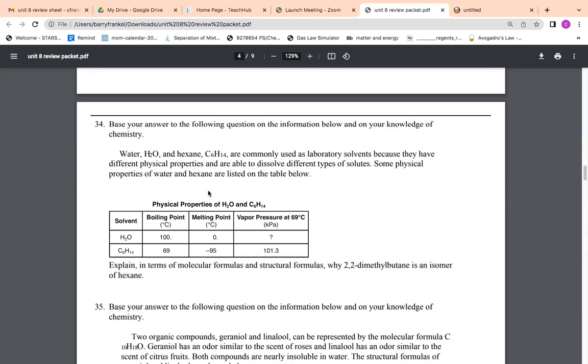Okay, so they give us all this information, and then they want us to explain in terms of molecular formulas and structural formulas why 2,2-dimethylbutane is an isomer of hexene. We don't even need to know the formulas for these. They are telling us that they are isomers. The only reason that 2 things would be isomers is because they have the same molecular formula, but different structure.